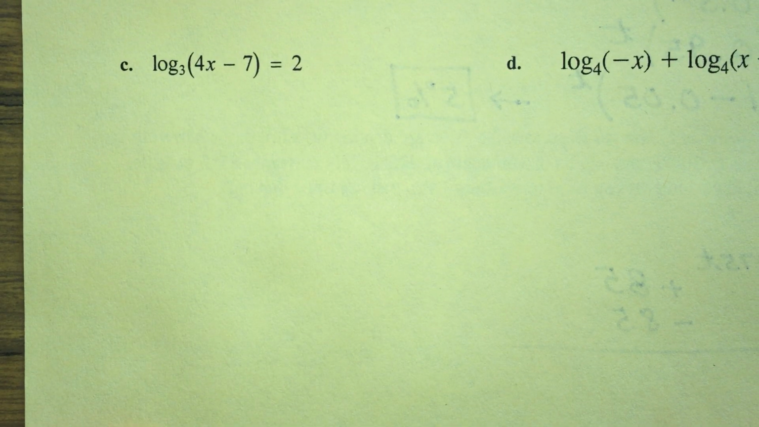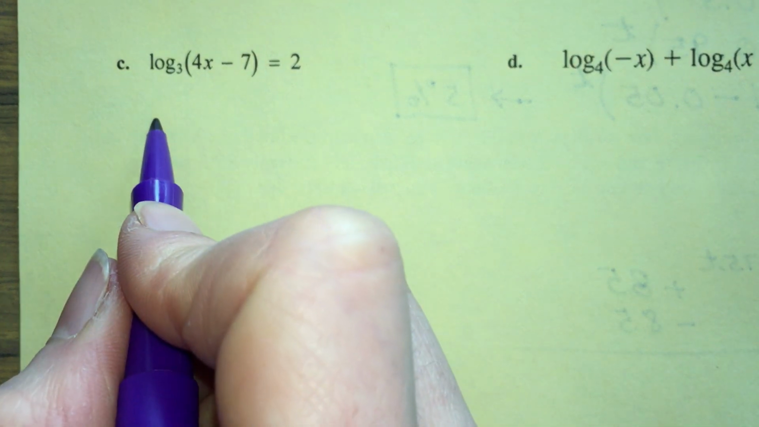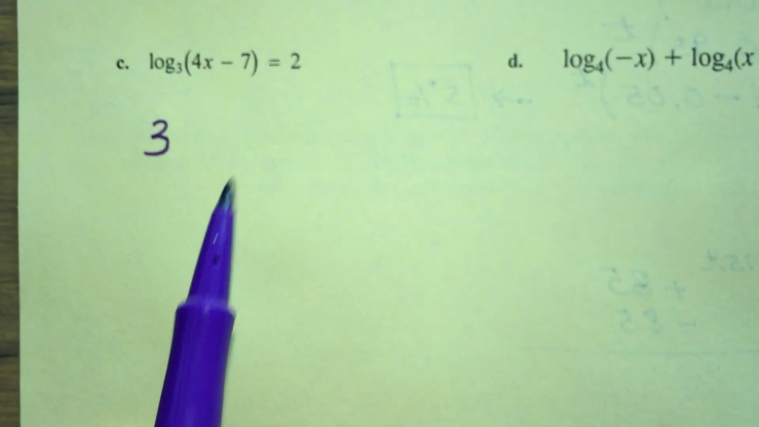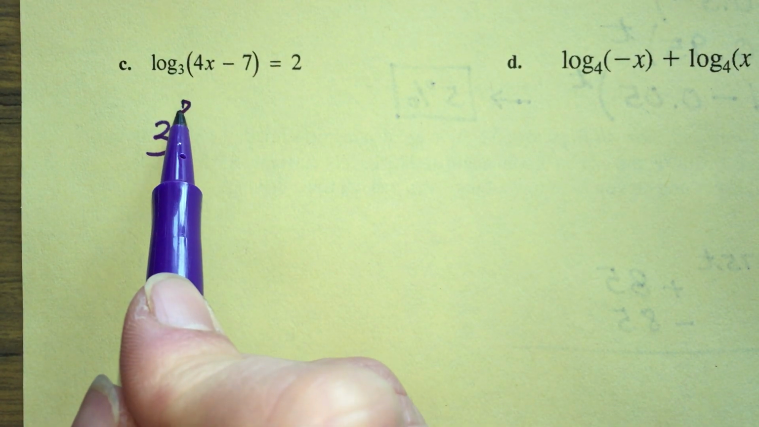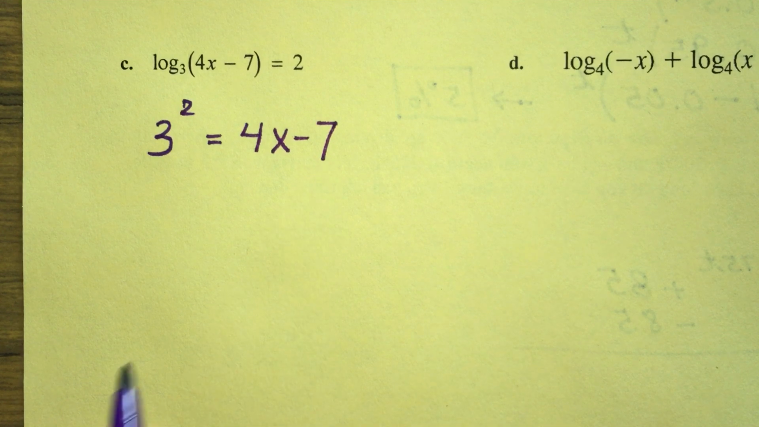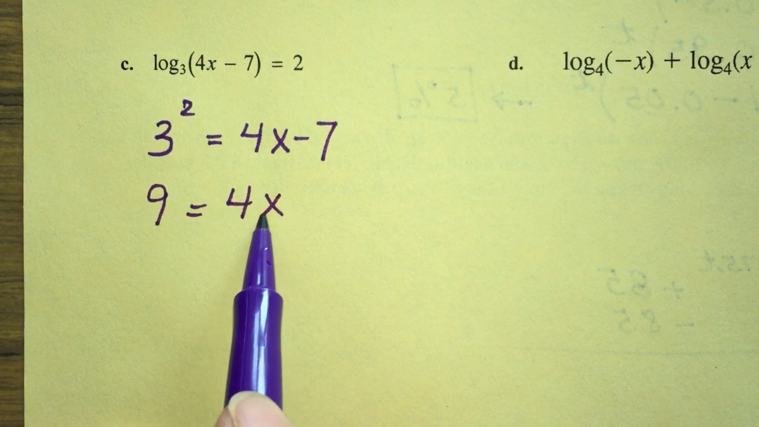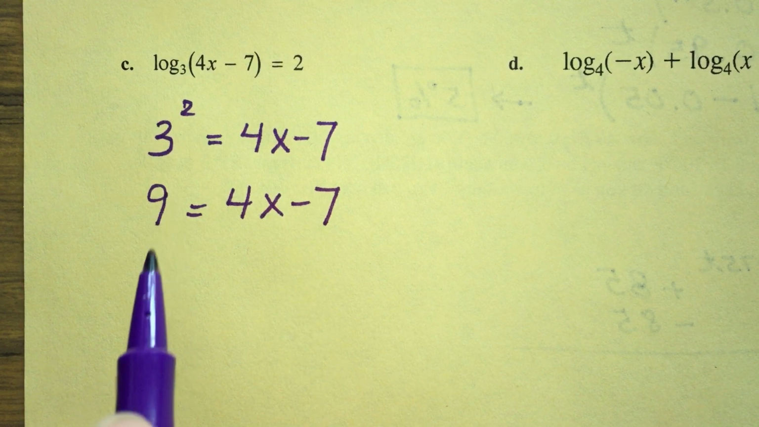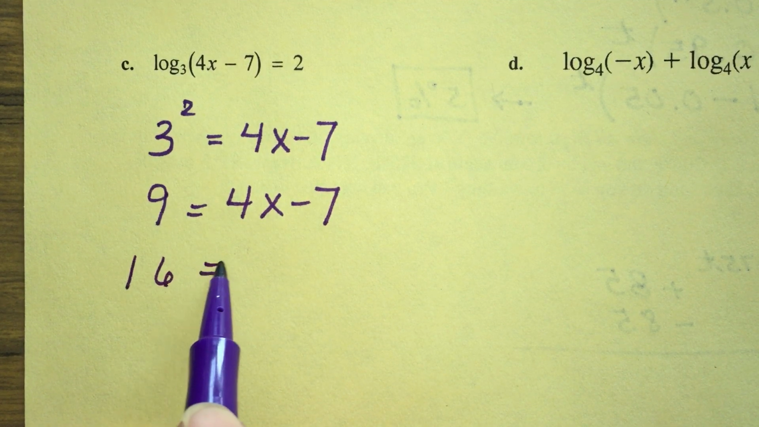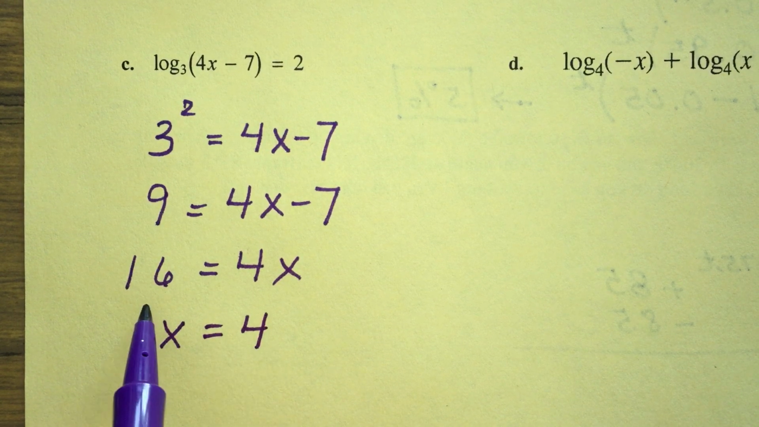Part C, we have 1 log, so let's rewrite it. Base 3. The base is 3, the exponent is 2, and the answer is 4x minus 7. 3 squared is 9. Add 7, we have 16 equals 4x. Divide by 4, and x is 4.